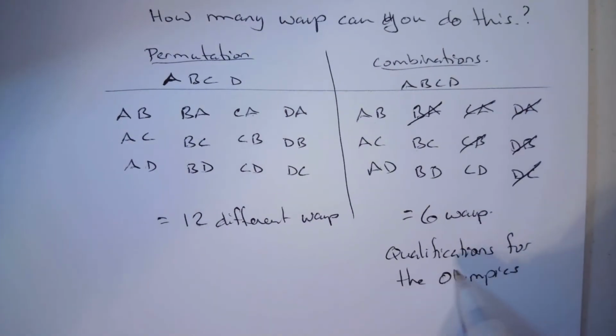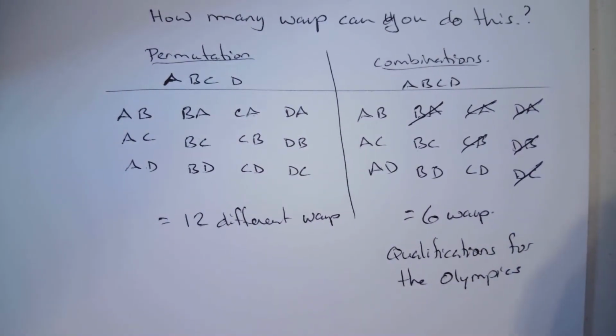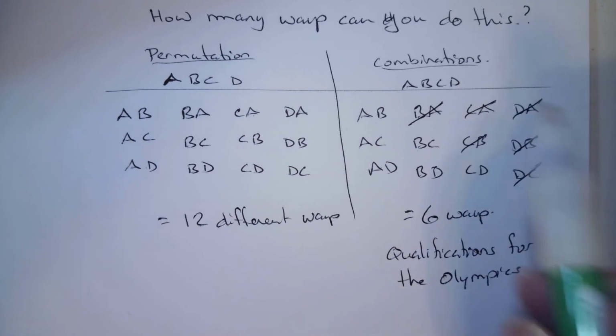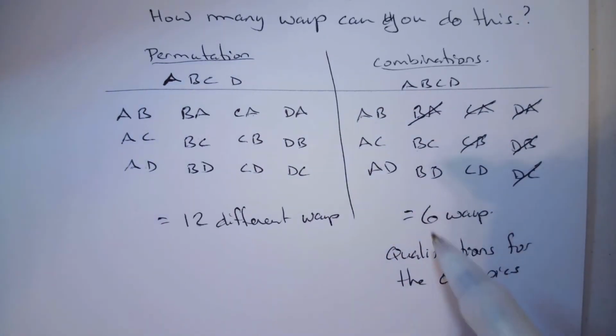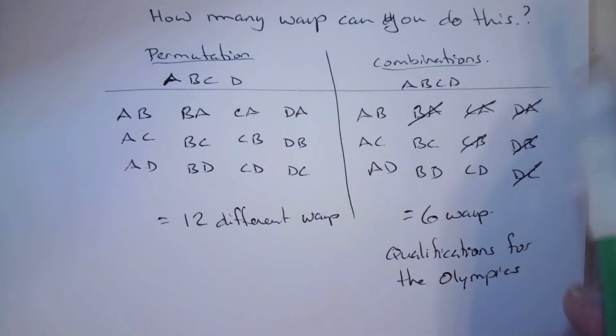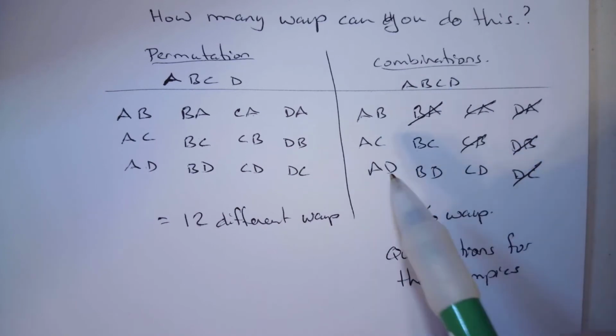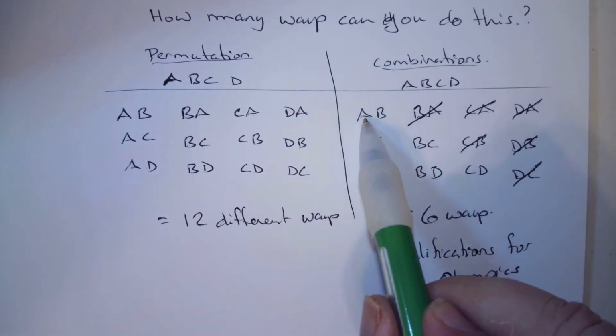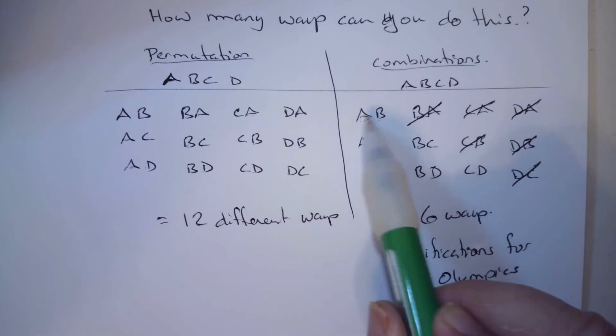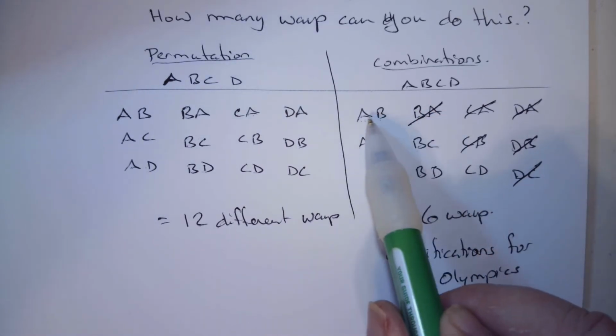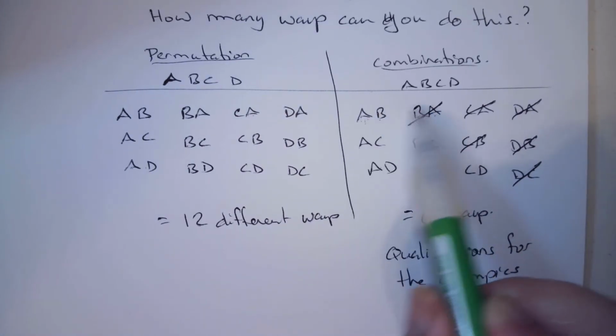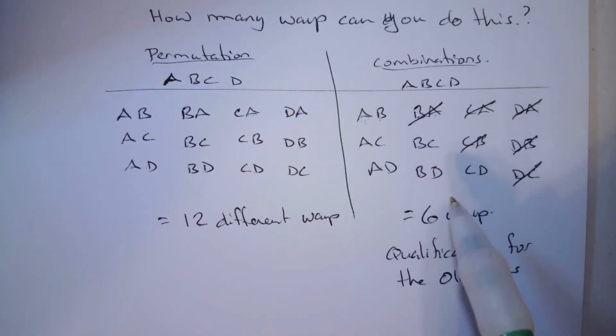Let's say combinations, an example of that is qualifications for the Olympics. As long as you finish within the first 2, you get to go. So you have 4 racers. Whoever finishes in the first 2 goes. So it's runner A, runner B. I don't care who finishes first, they both go. So whether A finishes first or A finishes second, they get to go to the Olympics.